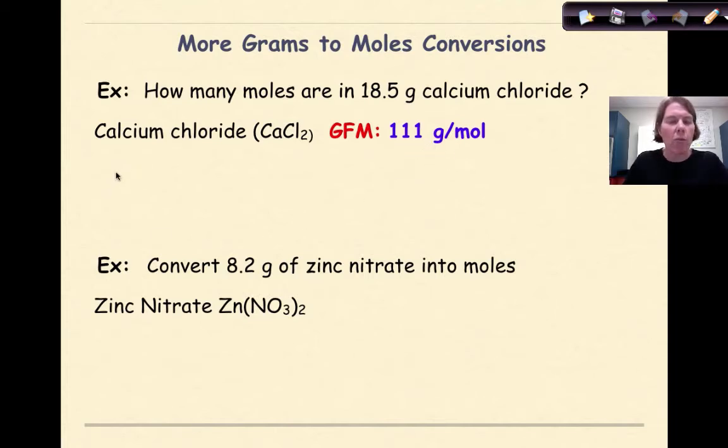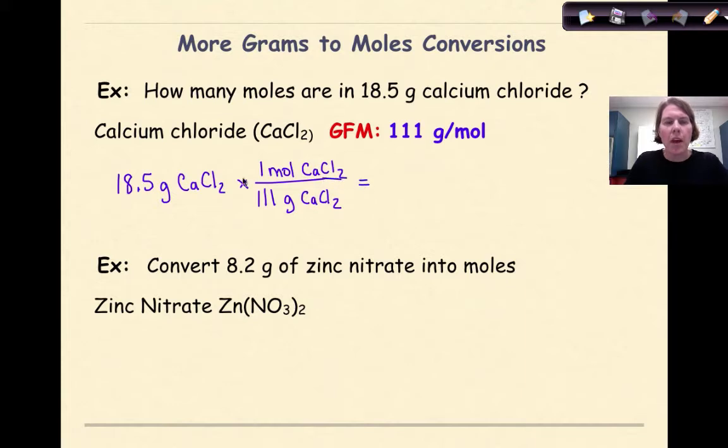Let's start out with writing out my given. So 18.5 grams of CaCl2. The gram formula mass of CaCl2 is given to me right here, 111 grams CaCl2. That's equal to 1 mole of CaCl2, writing all this out properly. And again, I know that I have set this up correctly if grams cancel grams, I'm left with moles on top, which is what I want.